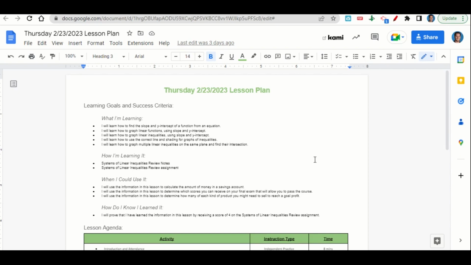How are we learning it? Through the Systems of Linear Inequalities Review Notes and the Systems of Linear Inequalities Review Assignment. When can we use this information? To calculate the amount of money in a savings account, to determine which scores you can receive on your final exam that will allow you to pass the course, and to determine how many of each kind of product you might need to sell to reach a goal profit.